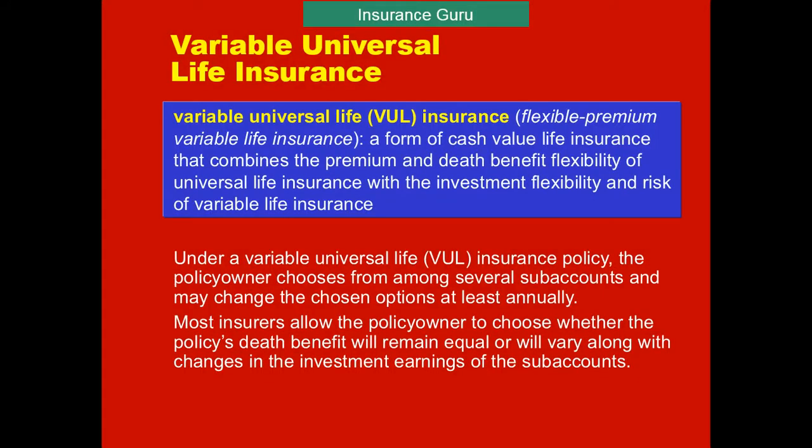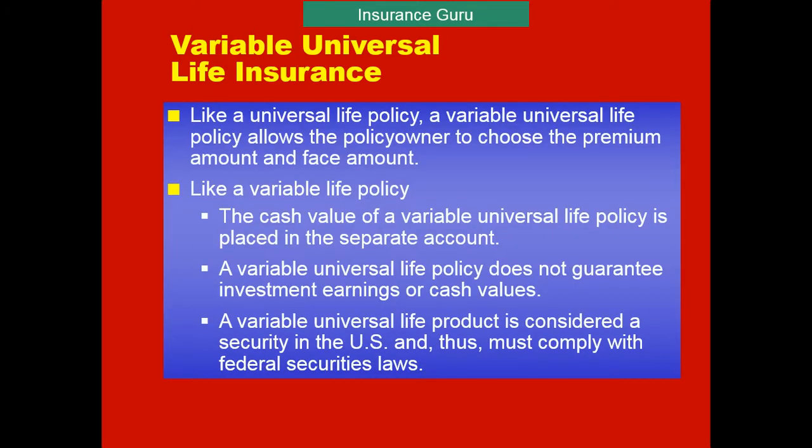Variable universal life insurance is a flexible premium variable life insurance, a form of cash value life insurance that combines the premium and death benefit flexibility of a universal life policy with the investment flexibility and risk of variable life insurance. Like a universal life policy, a variable universal policy allows the policy owner to choose the premium amount and face amount. Like a variable life policy, the cash value of a variable universal life policy is placed in the separate account.